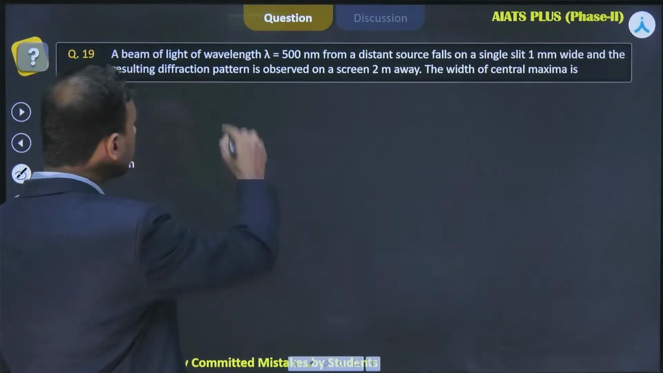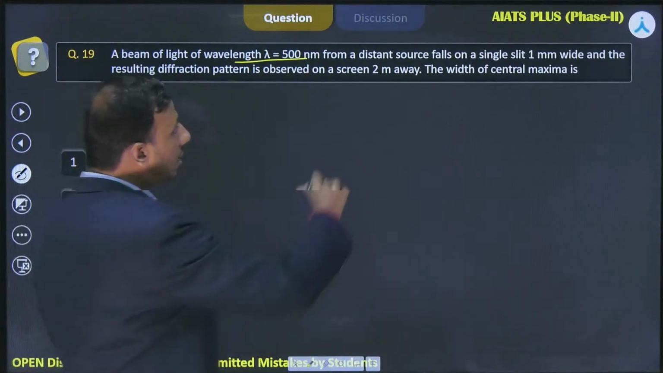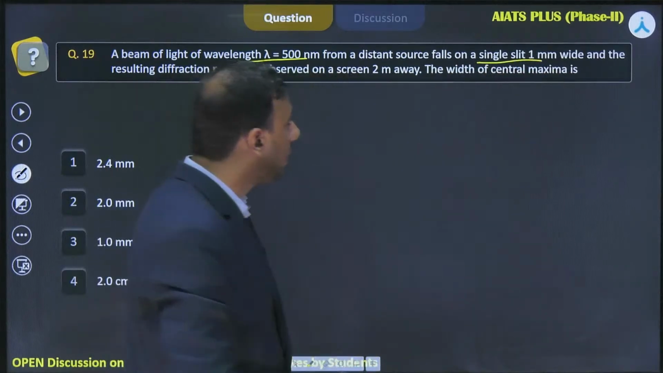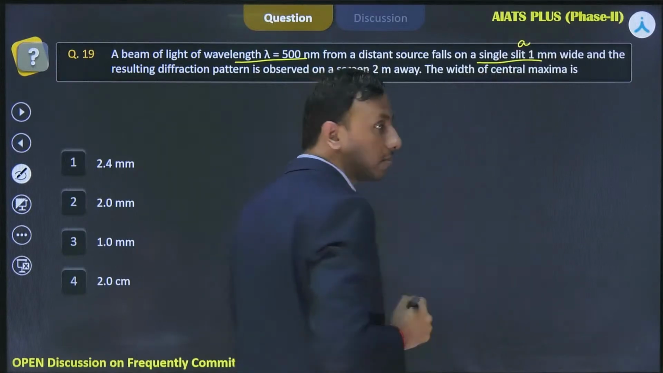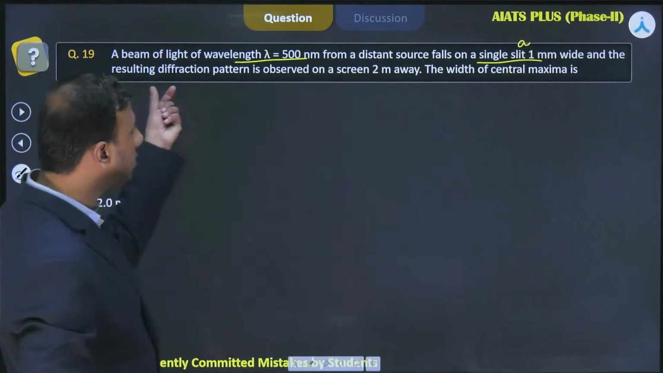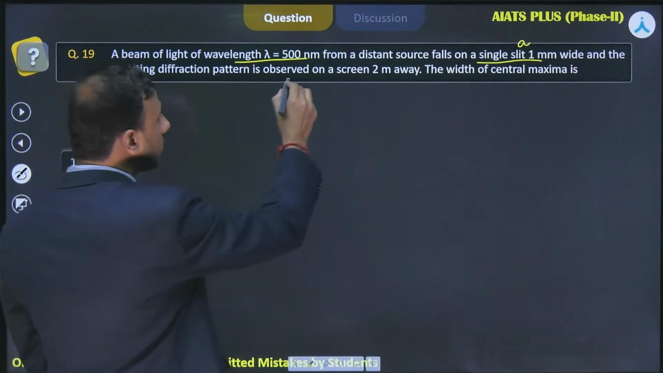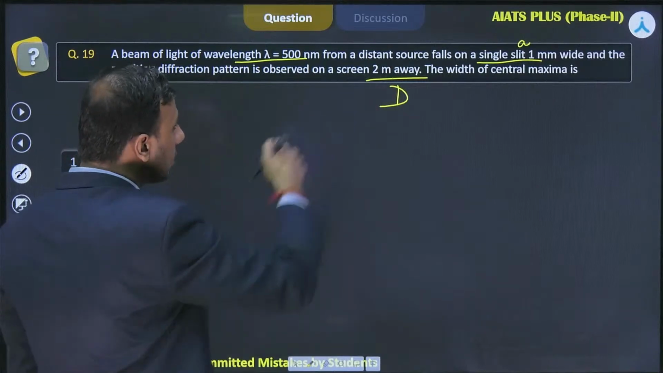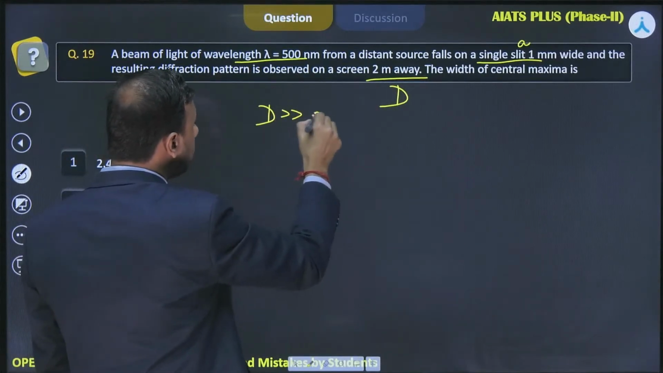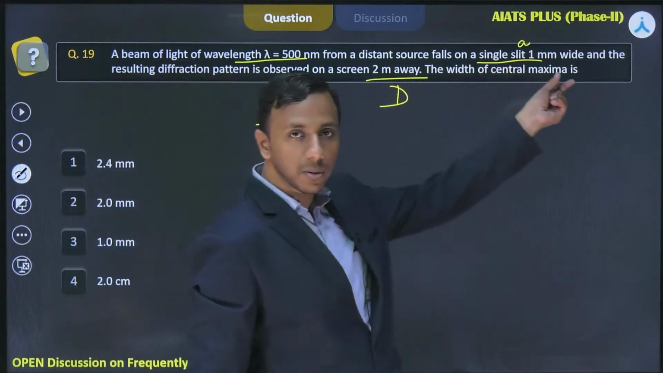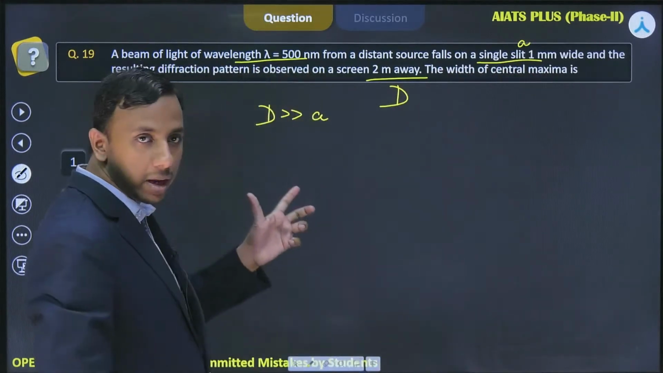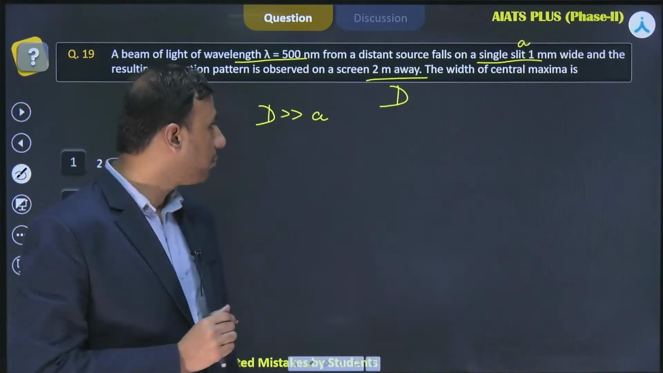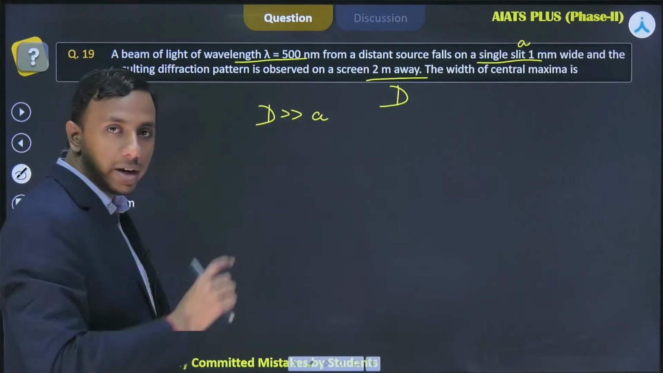What's the question they have given? See, wavelength lambda they have given falls from a distant source on a single slit 1 millimeter wide. So this becomes your A, width of the slit, and then the resulting diffraction pattern is observed on a screen 2 meter away, right? This becomes capital D, and as you can see here also, this D is very, very high, isn't it? 2 meter is much, much larger than 1 millimeter. So D is very, very high.